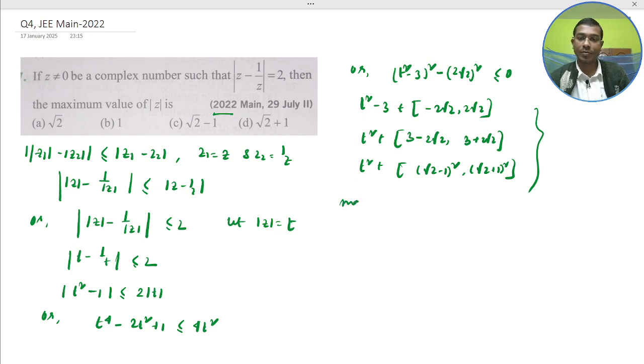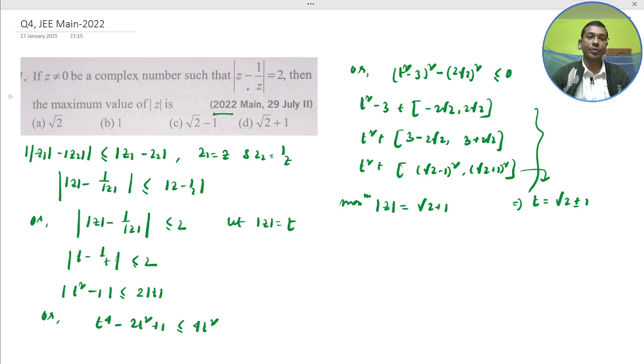So the maximum value of mod z would be root 2 plus 1. Among these values, the maximum value would be root 2 plus 1. This is basically t; taking the whole square and finding t, it is root 2 plus or minus 1, and root 2 plus 1 will be the maximum value. D would be our correct answer.